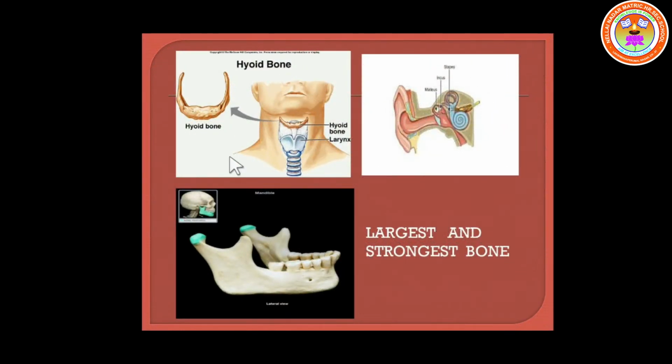Next, we are going to see about the hyoid bone. This is the hyoid bone. You can see this structure. The hyoid bone is present at the base of the buccal cavity. And the auditory ossicles, these are the ear bones, which consist of malleus, incus and stapes. So the hyoid bone and the auditory ossicles are also included under the skull.